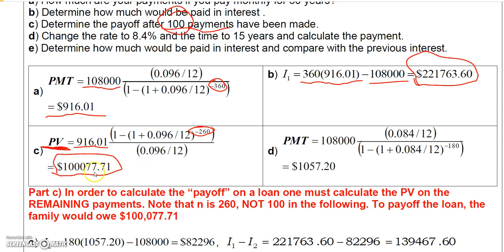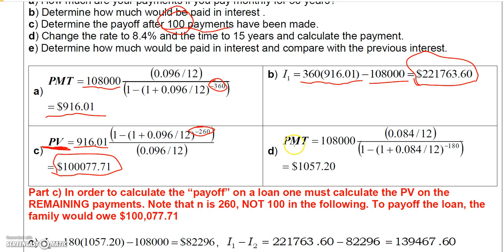Now, you really haven't reduced the balance much over those 100 payments, have you? Well, that's because you've got a high interest rate and you're still early in the loan. So you really don't start working the balance down till you get halfway through the note.